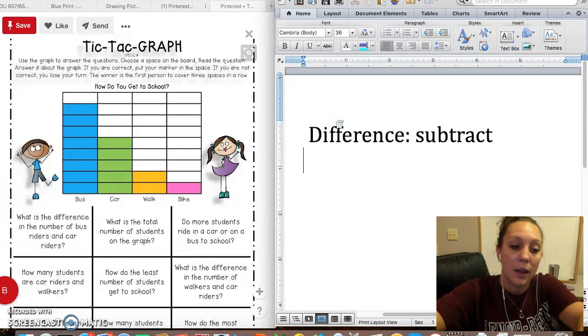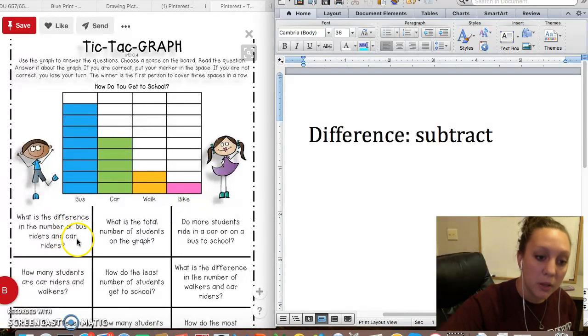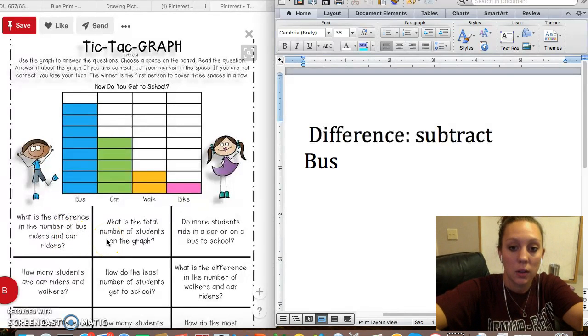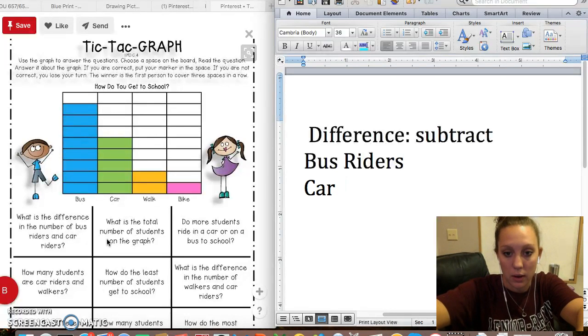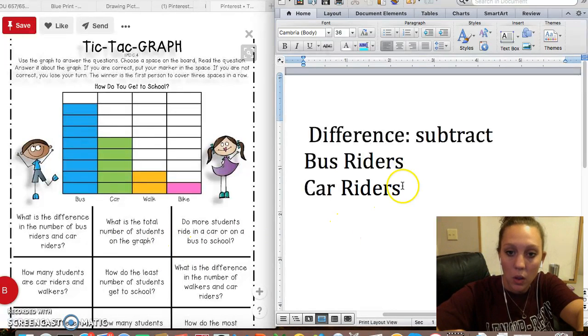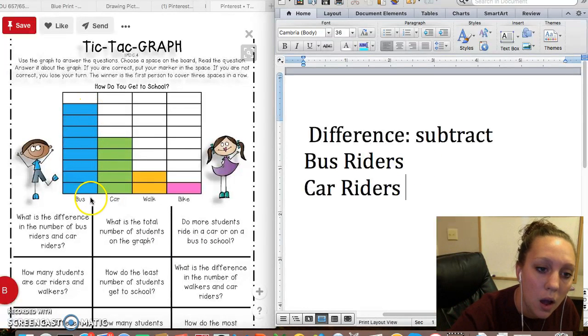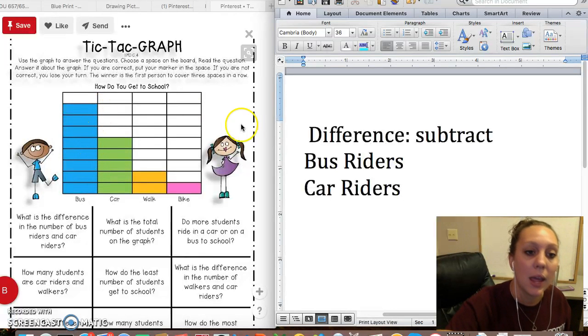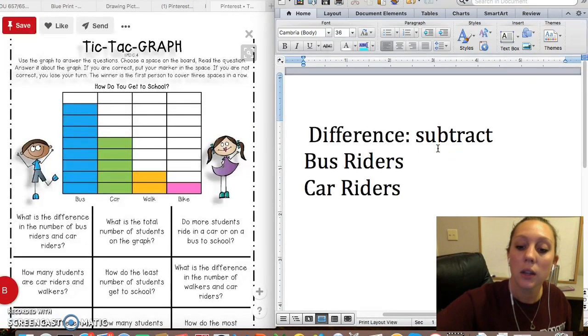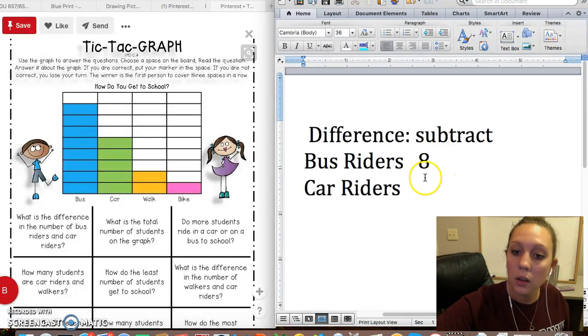Okay, now here it says the number of bus riders over the car riders. So we have to look over here at our bus column. So we need to count how many we have in the bus. So 1, 2, 3, 4, 5, 6, 7, 8. We know that we have 8 bus riders.